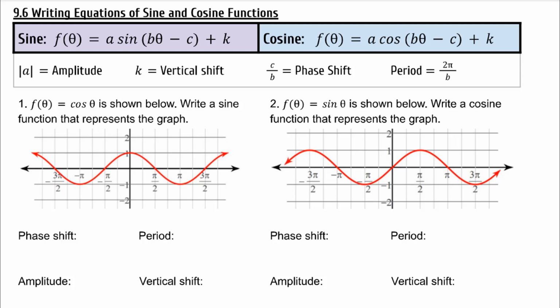Today we're going to learn how to write sinusoidal functions given a graph. For number 1, the parent graph of cosine is shown below. Write a sine function that represents the graph.